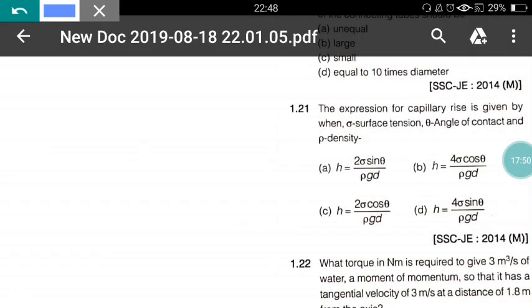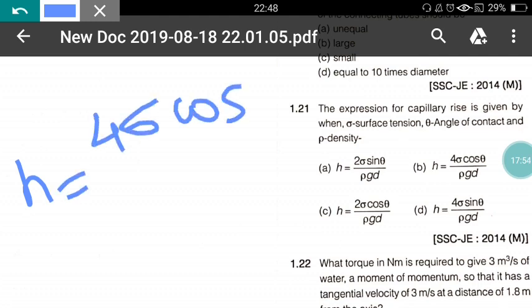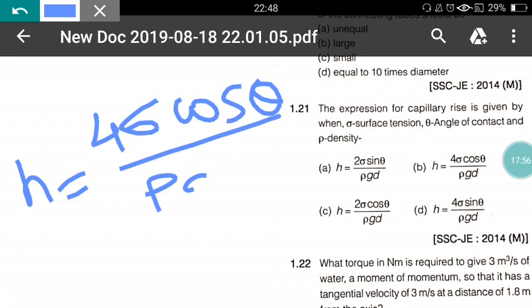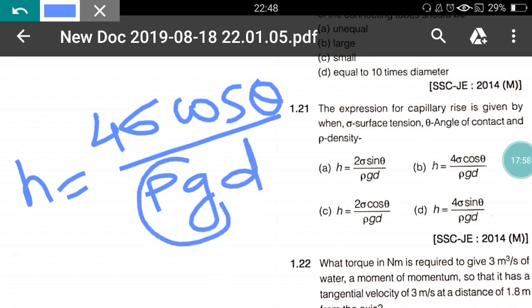Question number 21. Here it is asking the expression for the capillary rise, the height, given by what? Okay, so we know the expression is 4 sigma cos theta upon rho g d. The capillary rise h is equal to 4 sigma cos theta upon rho g d. This rho g is nothing but specific weight, which we can write as w also. The correct answer for this question is option B.